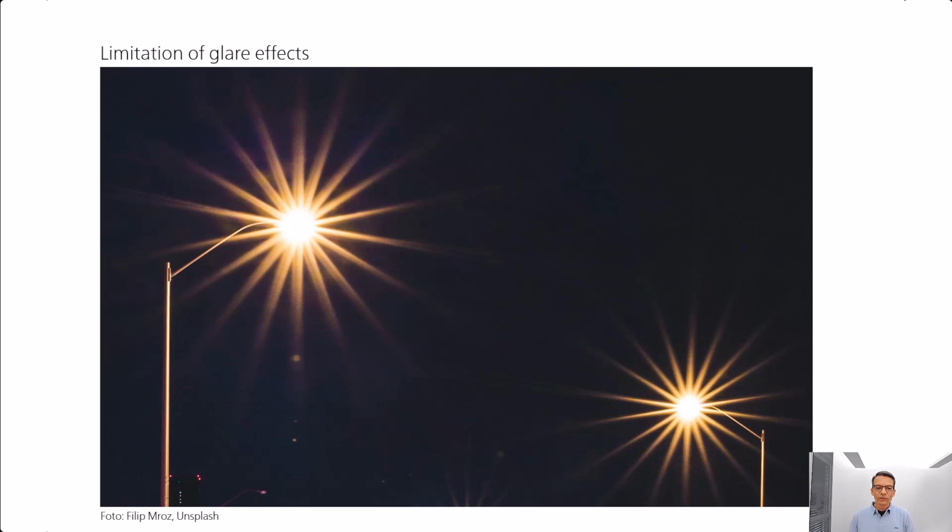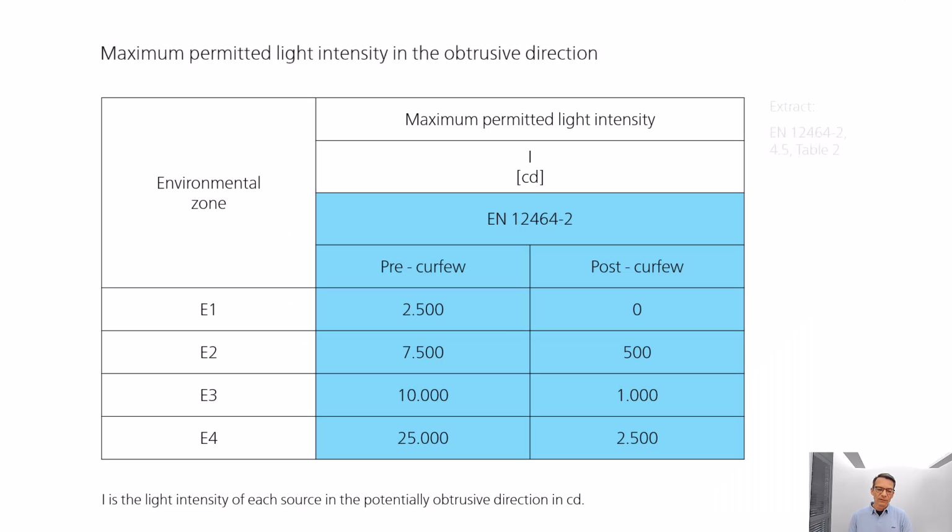Now, let's continue with the limitation of direct glare effects. This also plays a role when we talk about private properties. Nobody wants to be dazzled by a pole luminaire when sitting on the balcony in the evening. The consideration of limit values for glare is also important when you do the light planning for outdoor workplaces. The EN 12464 Part 2 specifies maximum permissible luminous intensity values, as you can see here on the slide, and these are shown again in relation to the environmental zone and the curfew regulations.